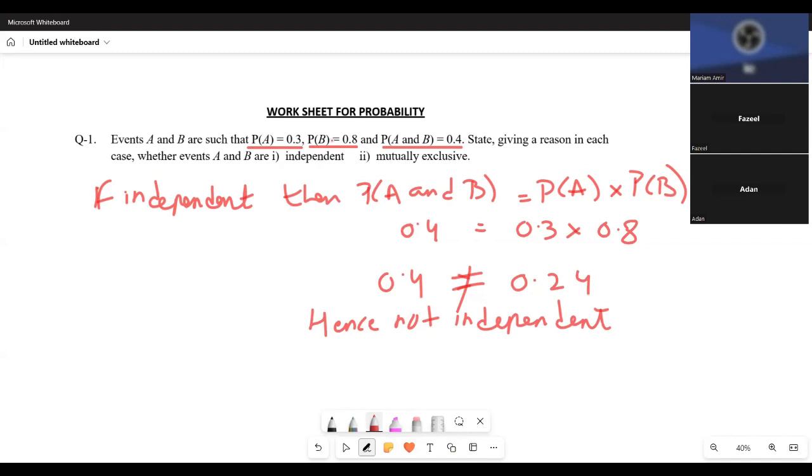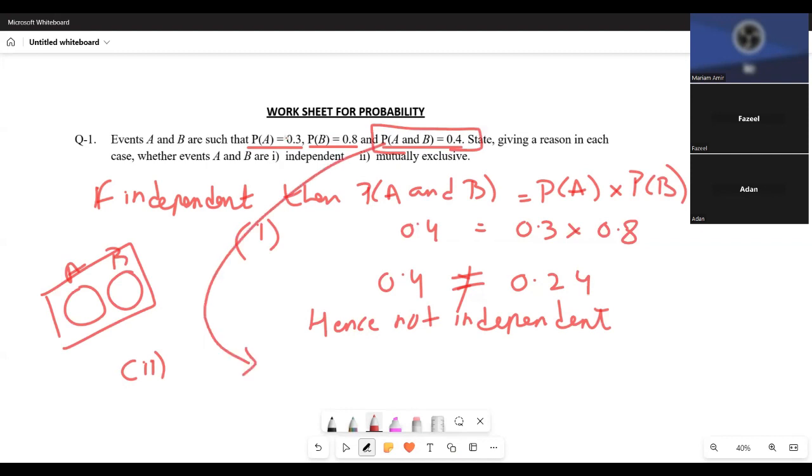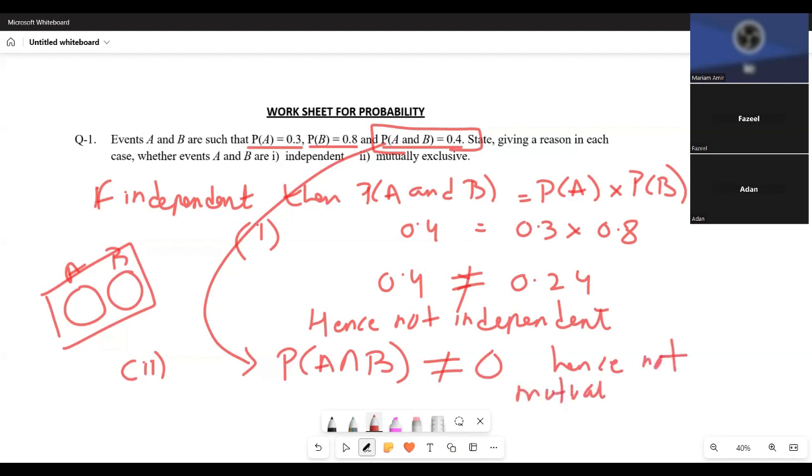Okay, that's part 1. Part 2: are events A and B mutually exclusive? Remember, mutually exclusive events look like this. They do not have any intersection, but this does. There is an intersection, so P(A intersection B) is not equal to 0. Hence, not mutually exclusive.